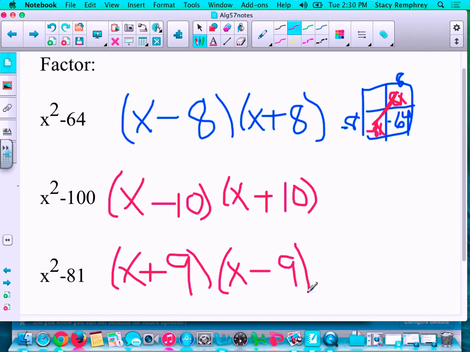Okay. So these are pretty fast. It is important to note that these should be perfect squares. And this should be a difference.